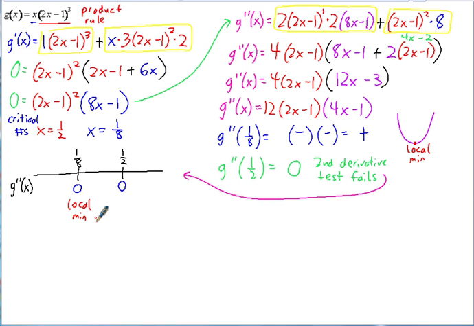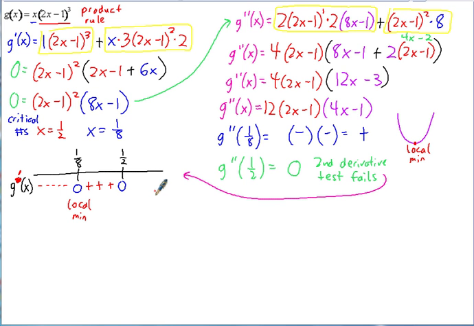So in order for this to be a local minimum, the first derivative would have to be changing from negative to positive. So the graph would be decreasing to increasing. So all that's really left is to test one more interval. Oops, and sorry, this was not g double prime, this is supposed to be g prime. So this is the first derivative test.